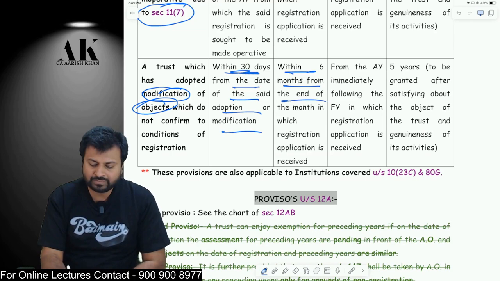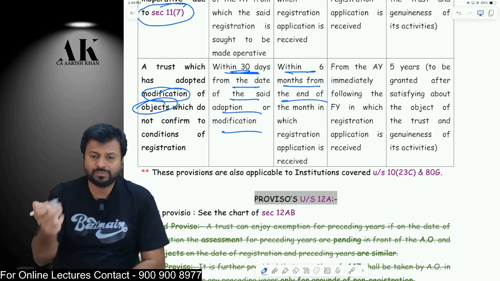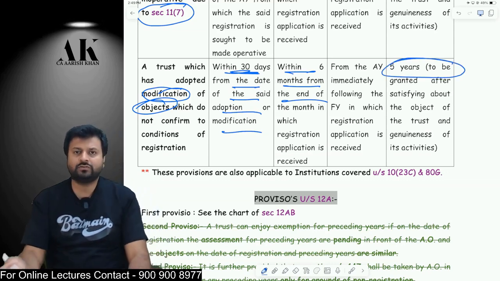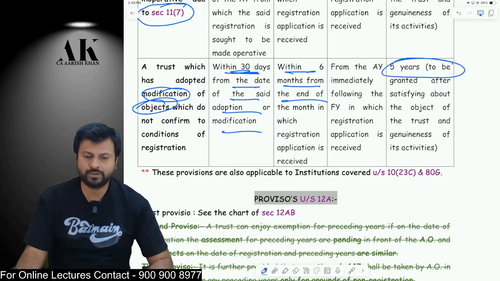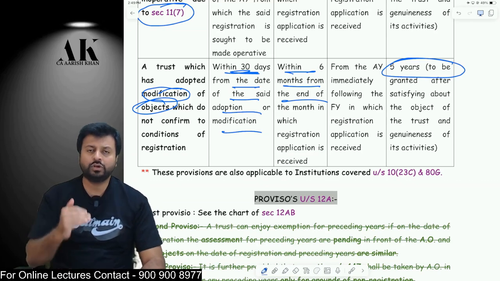Okay, then the department will give you an application, give you registration within 6 months, and after that you will enjoy the exemption for how many years? For 5 years. Okay, so these are the different categories in which you are going to enjoy the exemption.